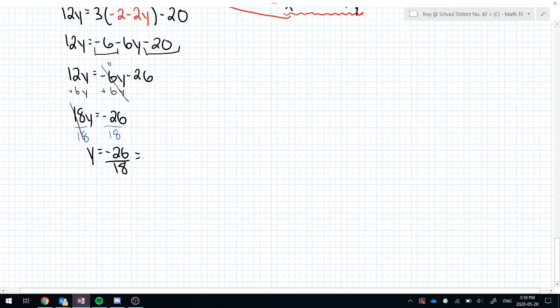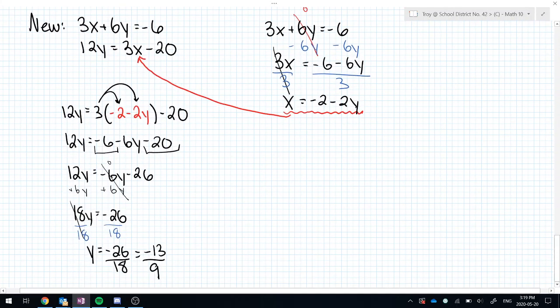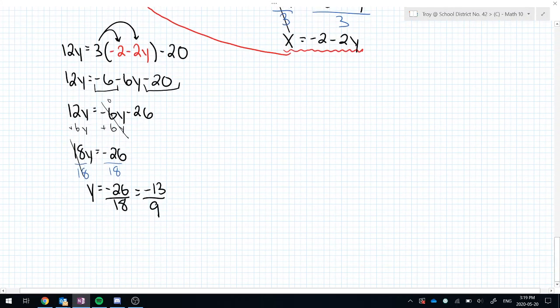Let's see, that simplifies a little bit. If we divide both those by 2, we get negative 13 over 9. Not good, hey? That's fine. So that's our first solution there. So we can go on to the other one. I think I did that properly. Yes, I did. Okay, so that's our y value.